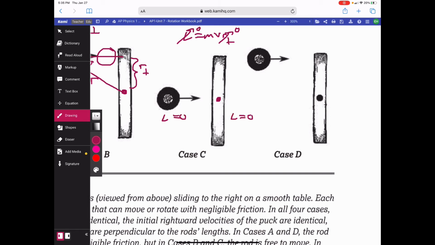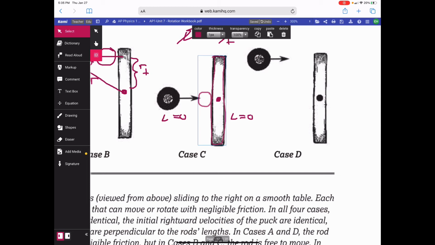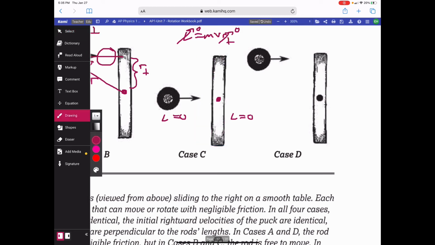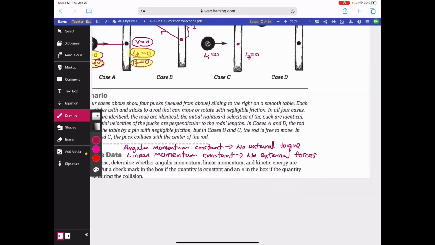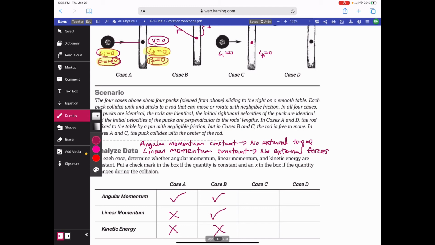Before and after collision, because once you collide with it, the whole puck and bar system is just going to move in a straight line like this, but only slower because it's more mass. So again, the angular momentum is conserved in a way because it's 0 before and 0 after. So it's a conserved value of 0, so to speak, just like case A.